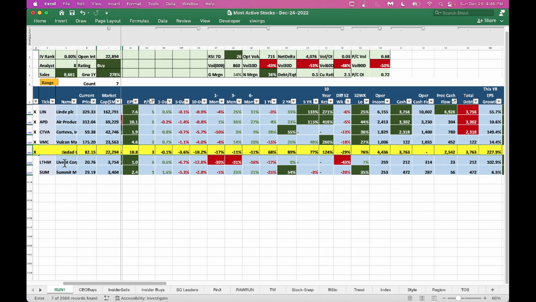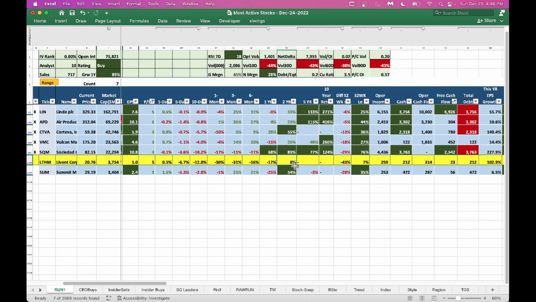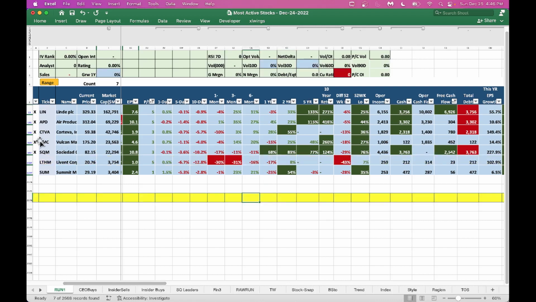And then you got Livent. Livent has not done great. I would not put it in my list here. 2 years, 8% negative right now. And Summit Materials, let's see here, it's done negative 25%. I would go with these 4 companies here.